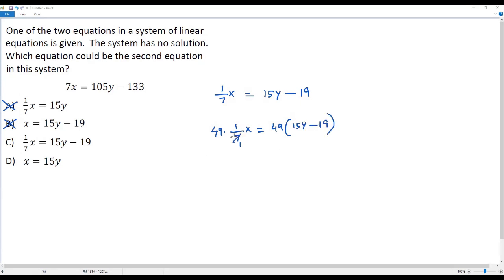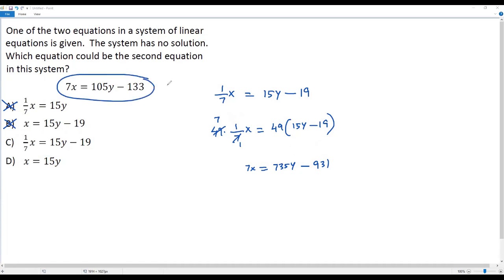Here 7 goes into 7 one time, 7 goes into 49 7 times. 7 times 1 is 7, 7 times x is 7x. On the right side, when we multiply 49 and 15y, I am getting 735y. When we multiply 49 and negative 19, I am getting negative 931. Okay, now I got the linear equation in answer choice C exactly in this format.